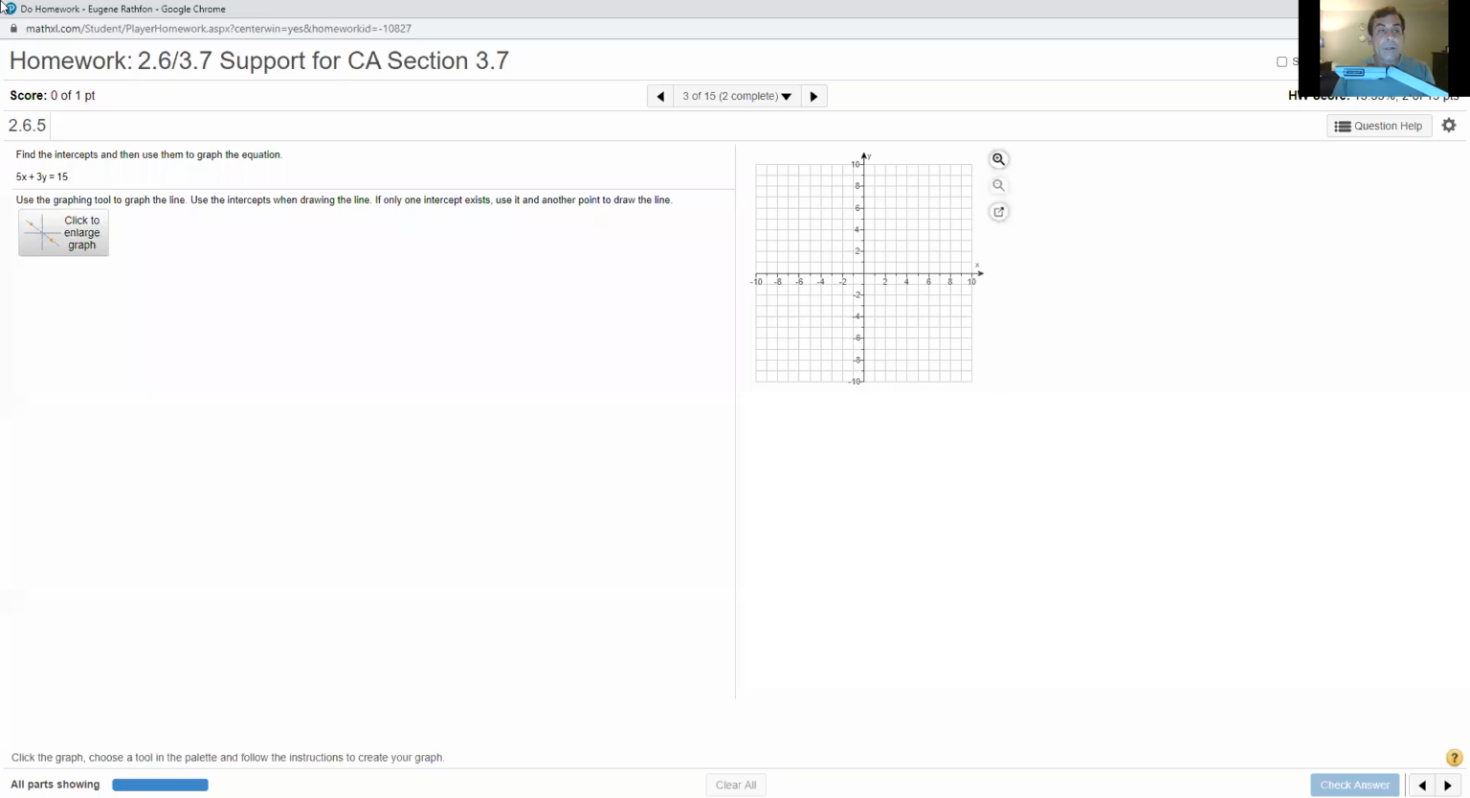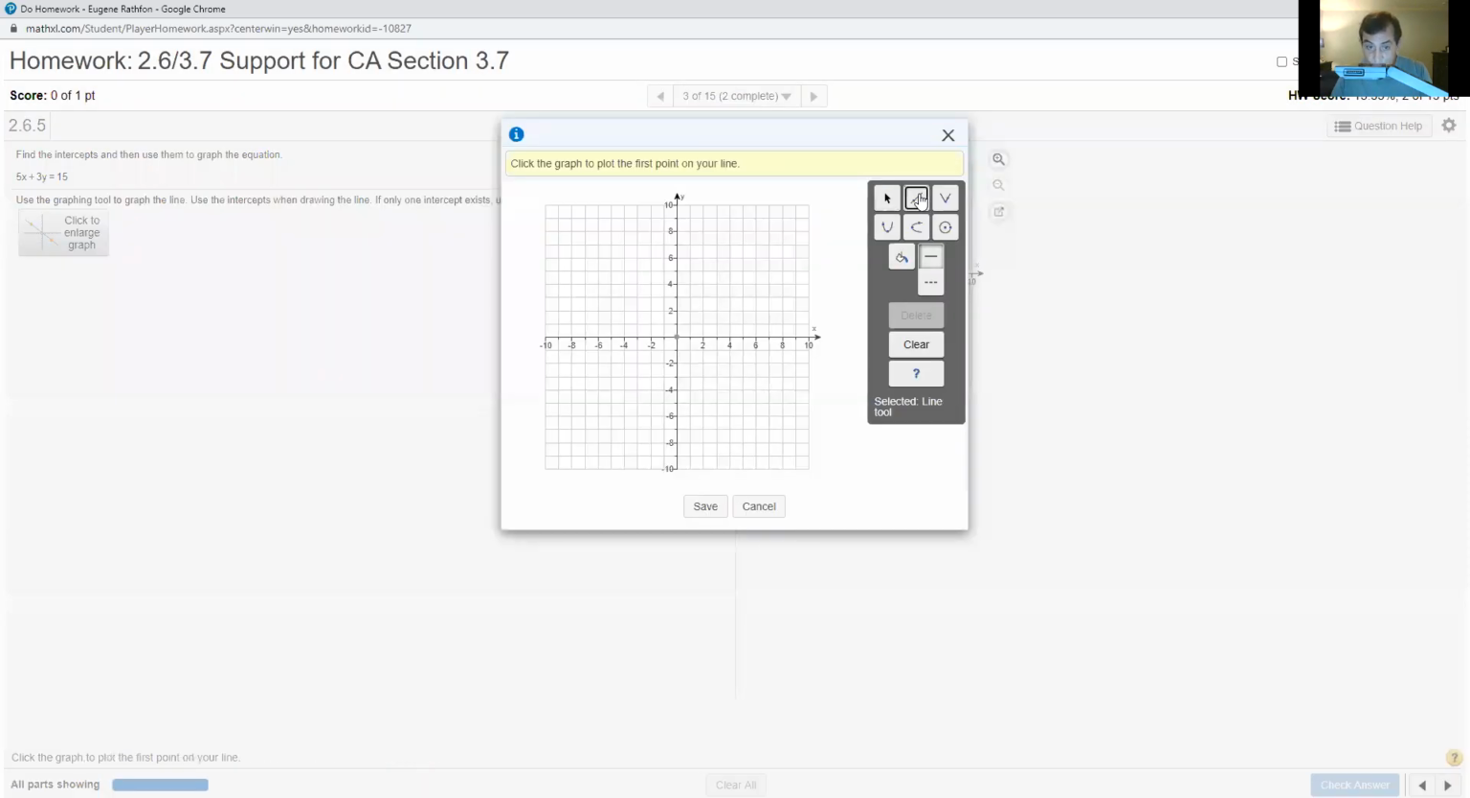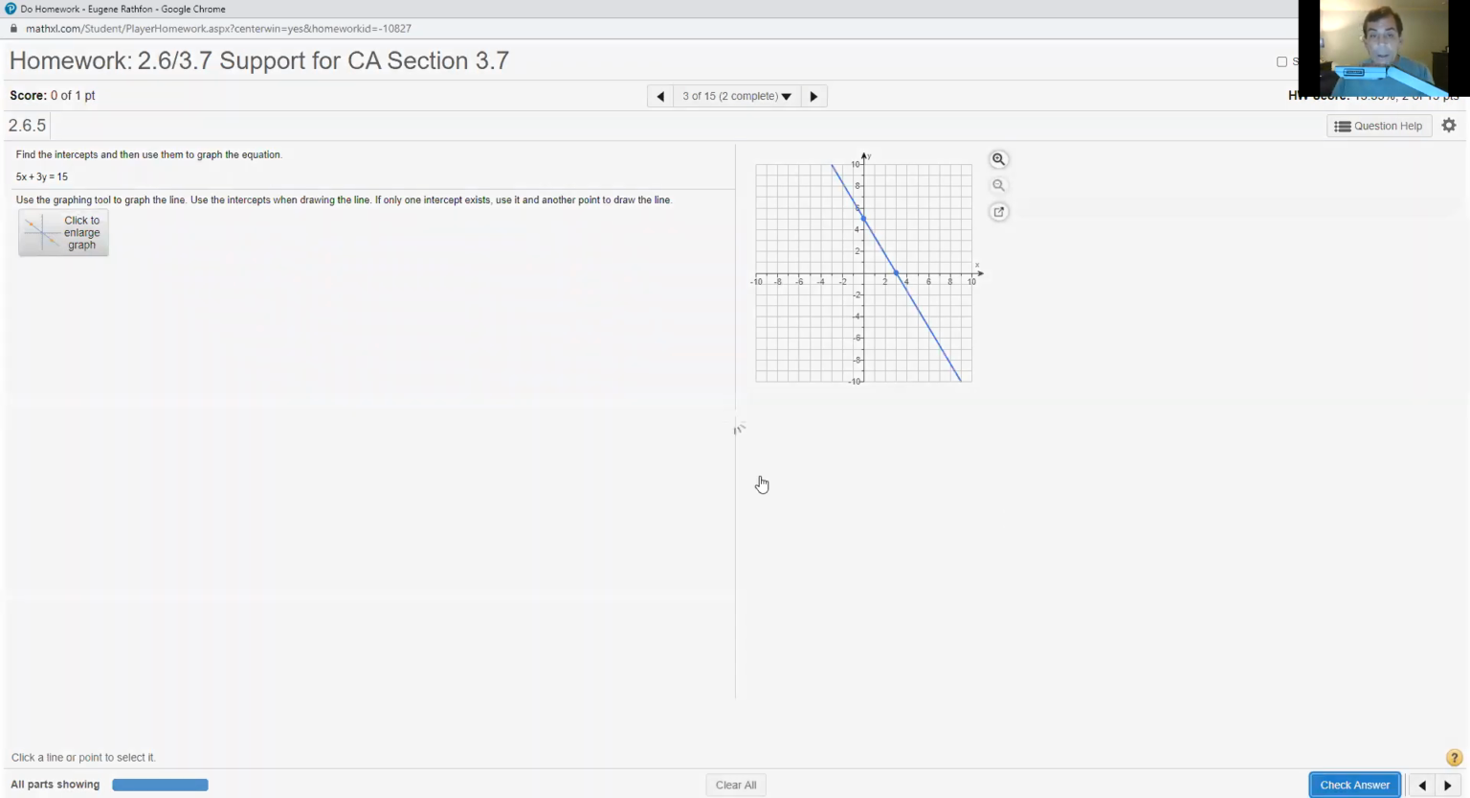All right, so let's click this. We're going to have a straight line again. So we're going to draw the straight line tool. I had 0, 5. So there's 5 on the y-axis. And then 3, 0 on the x-axis. I'm on each axis now, so I'm going to save that. And then I would check my answer and then move on to the next question.